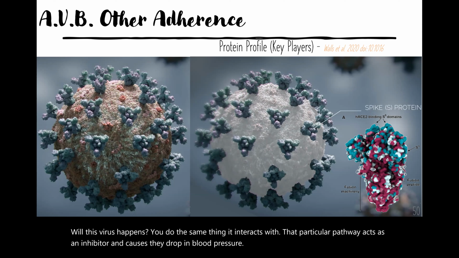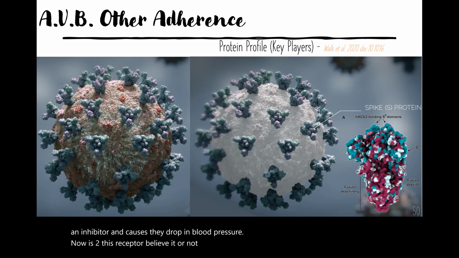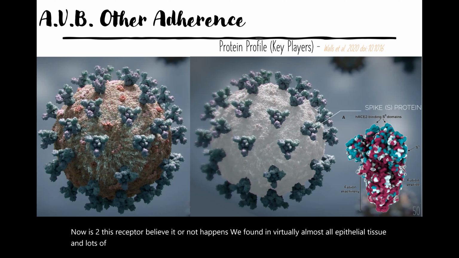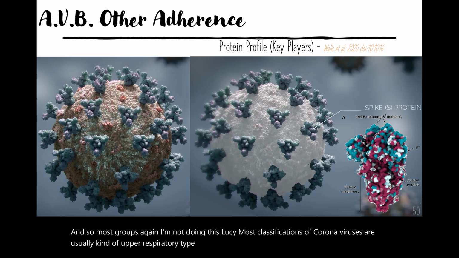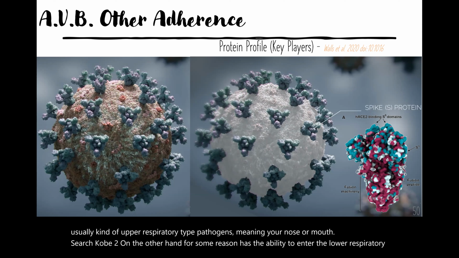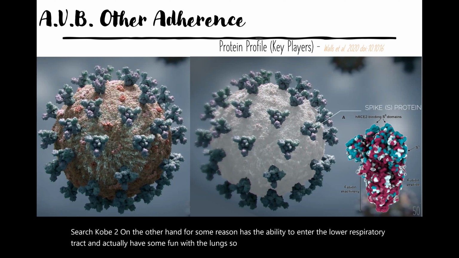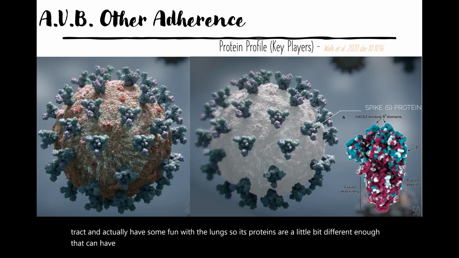Now, ACE2, this receptor, believe it or not, happens to be found in virtually almost all epithelial tissue and lots of organs, although it can be primarily found in your lungs, go figure, in your heart, kidney, and liver. Most classifications of coronaviruses are usually upper respiratory type pathogens, meaning your nose, your mouth, your throat. SARS-CoV-2, on the other hand, for some reason has the ability to enter the lower respiratory tract and actually have some fun with the lungs. So its proteins are different enough that it can have lower respiratory effects. And this is where the whole coughing and having difficulty breathing comes into play.